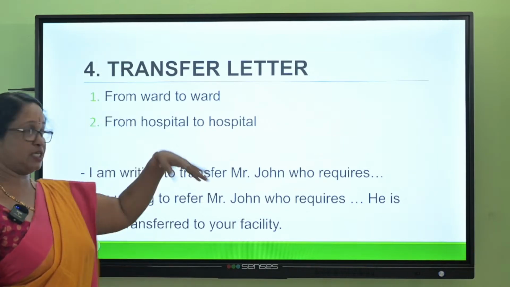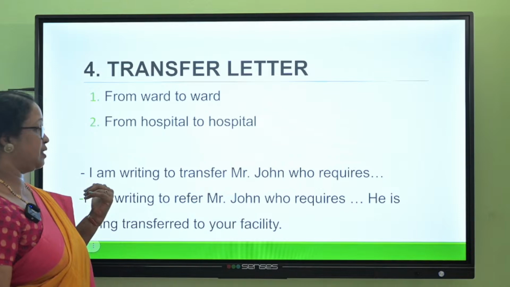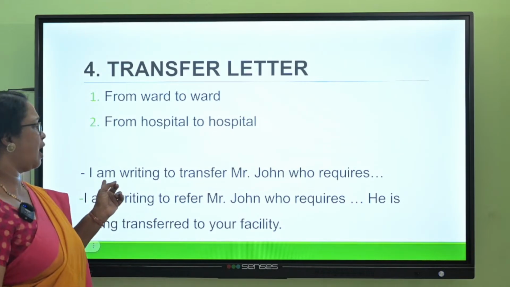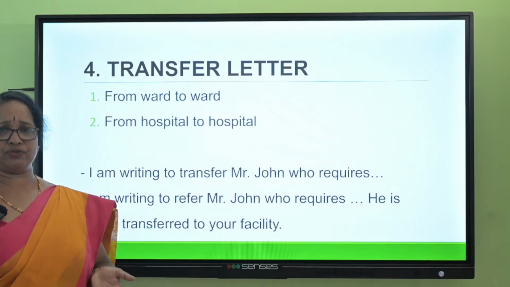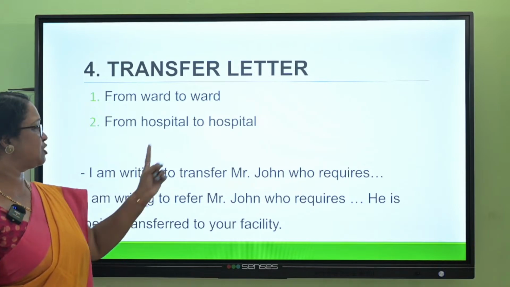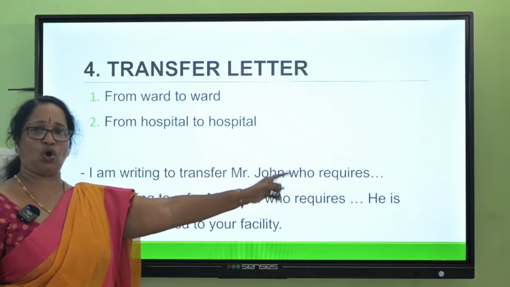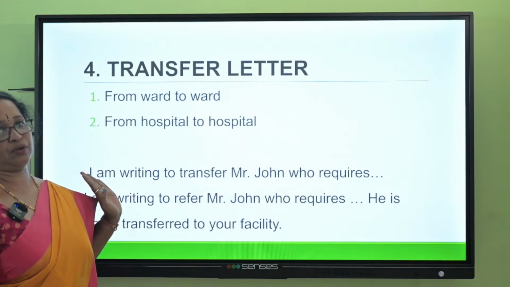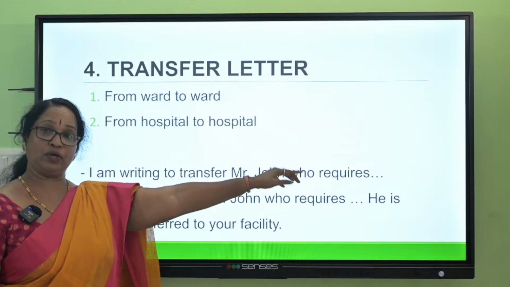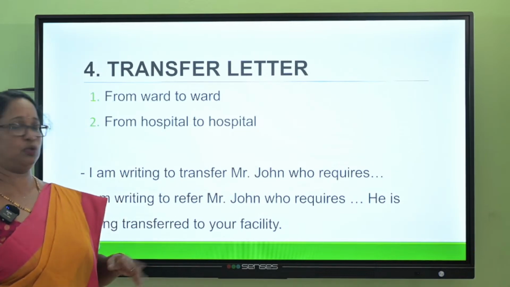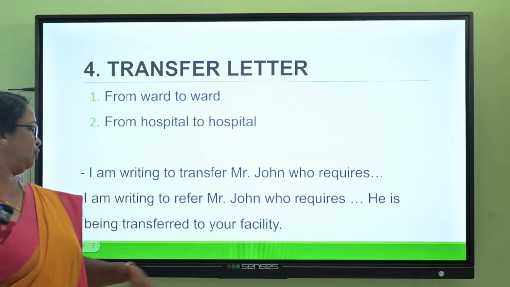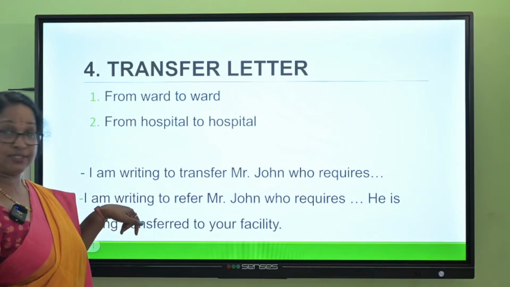From one hospital to another hospital, that is the transfer letter, and that is the difference. I am writing in that way; this is how we have to start. We can write in three different ways. You can write, "I am writing to transfer Mr. John who requires..." The rest is understood, because whatever they have given in the case note or in the task, you can continue with that. Or else you can write like this.